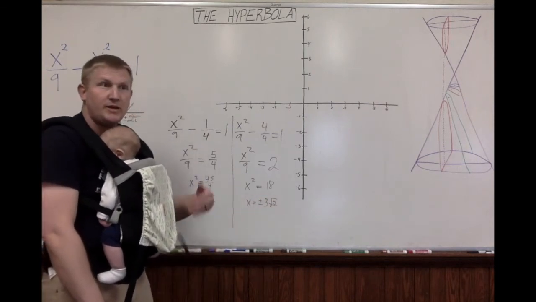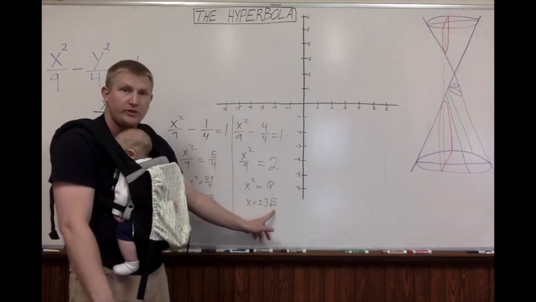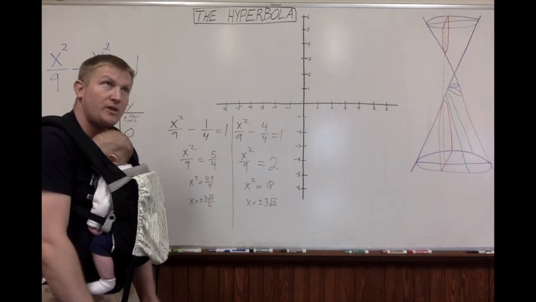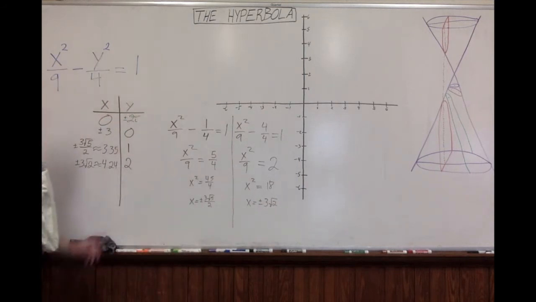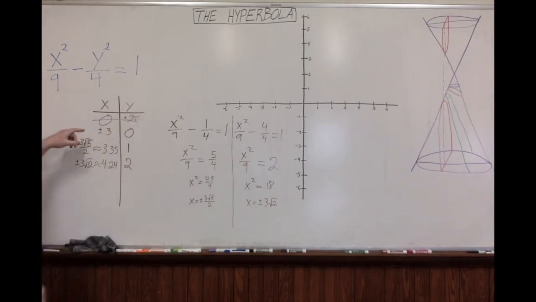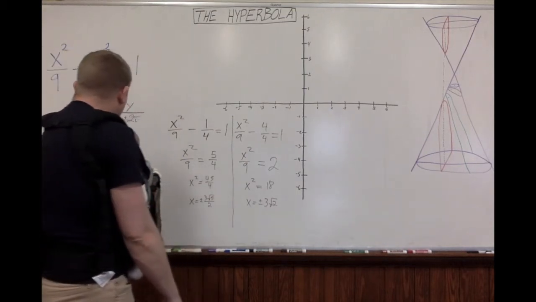18 is the same thing as 9 times 2. So the square root of 9 is going to be 3, and the square root of 2 is going to stay because it's irrational. So we get plus or minus 3 times the square root of 2, which is approximately equal to 4.24. Okay, so this is good. This is not going to be helpful for graphing, but we have, let's see, 1, 2, 3, 4, 5, 6, at least 6 points we can graph, maybe more.